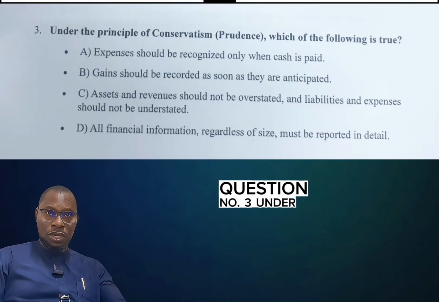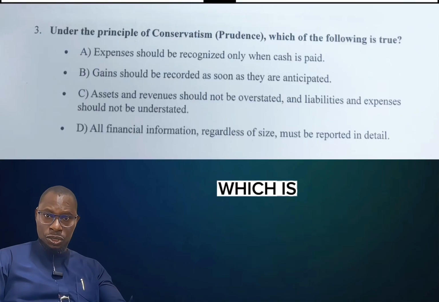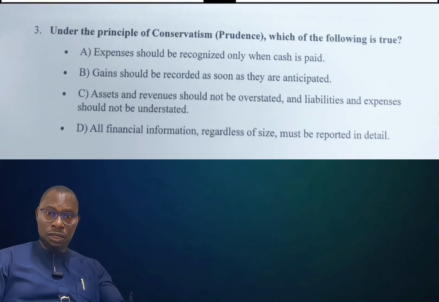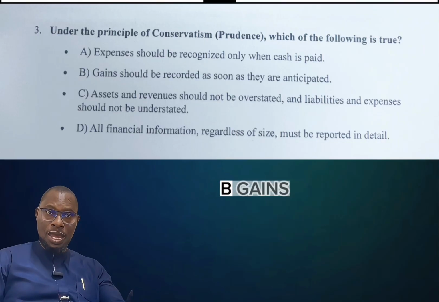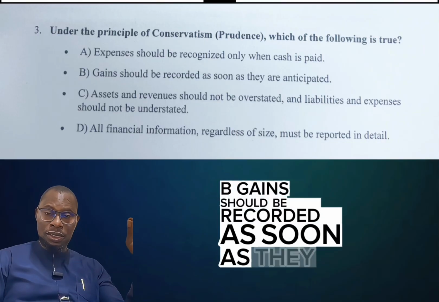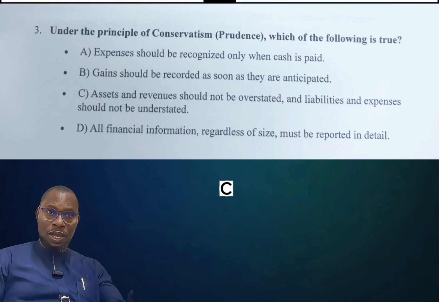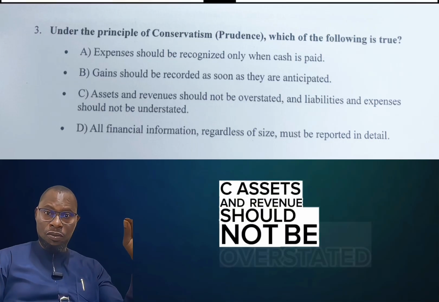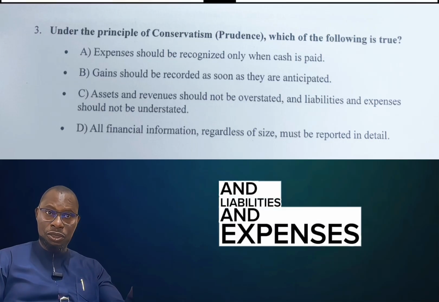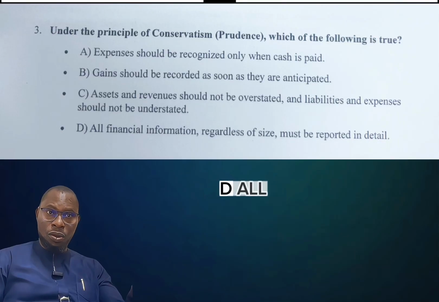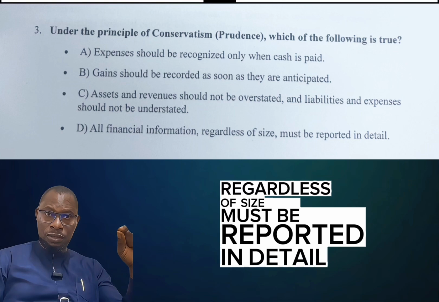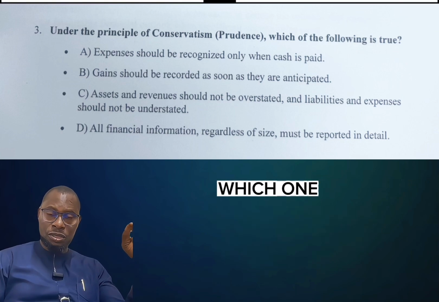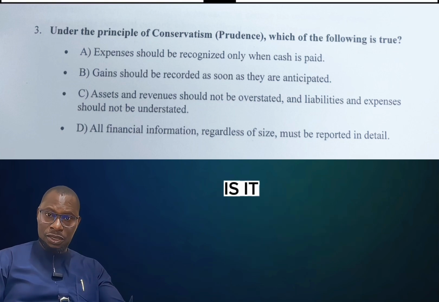Question number 3. Under the principle of conservatism, which is also called prudence, which of the following is true? A, expenses should be recognized only when cash is paid. B, gains should be recorded as soon as they are anticipated. C, assets and revenues should not be overstated, and liabilities and expenses should not be understated. D, all financial information, regardless of size, must be reported in detail. Which is the correct answer? Which one do you think? Is it A? Is it B? Is it C? Is it D?